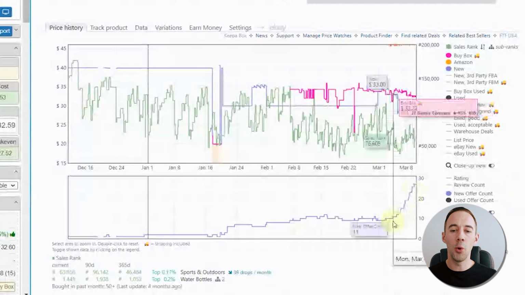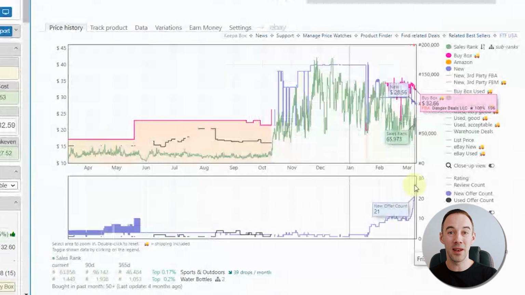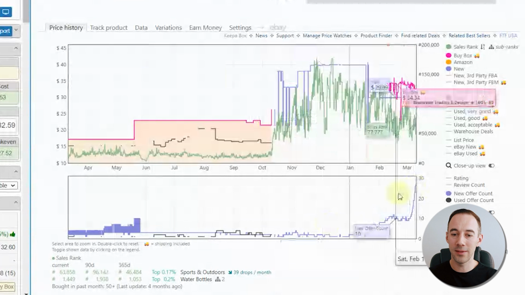Now, whenever I look at this, I'm always just like, hey, I see the new seller count increasing, I'm worried. I'm also going to have a quick look. Has that new seller count ever been like that before in the past? And here, no, it hasn't. So this is unknown territory. We need to be really careful.